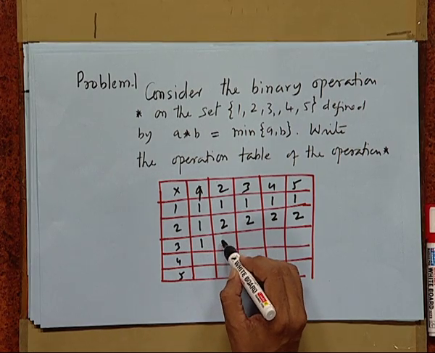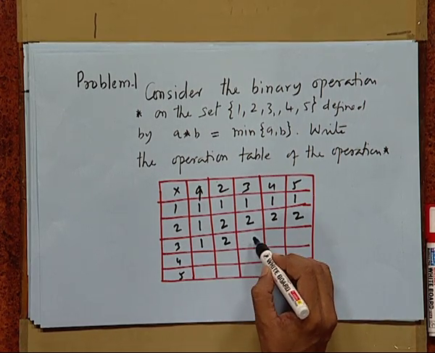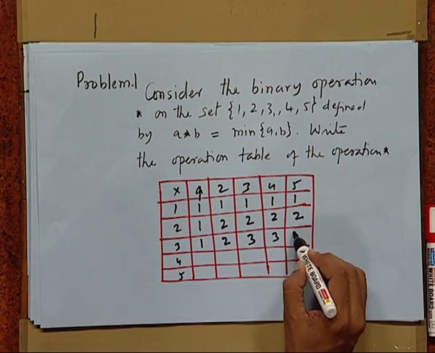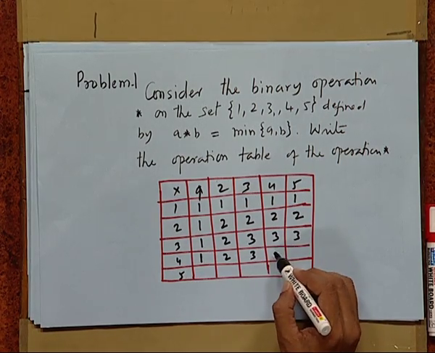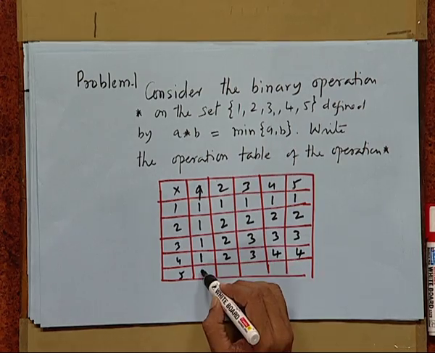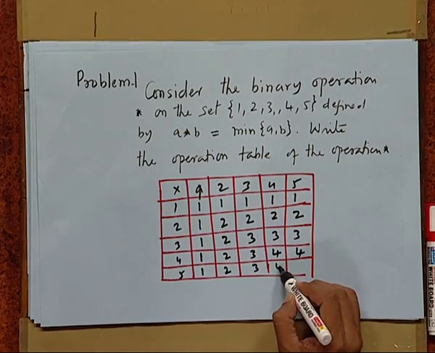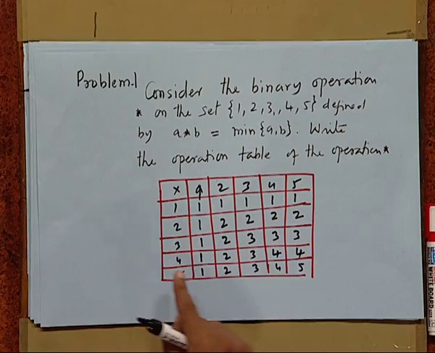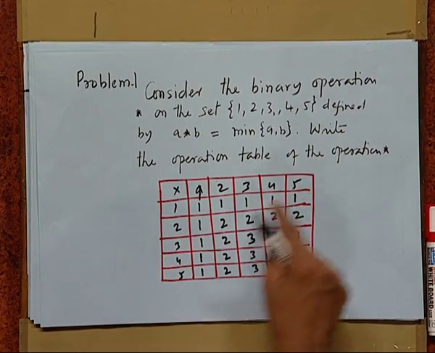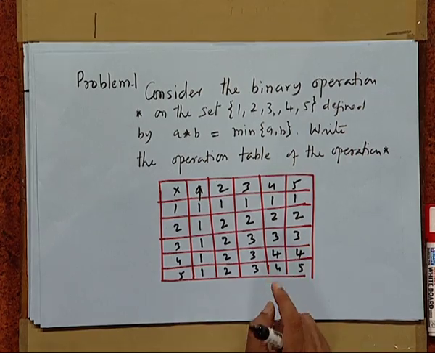3 star 1 is 1, 3 star 2 is 2, then it is 3, again 3, again 3. Here 4 star 1 is 1, then again 2, 3, 4, 4. Here we have 1, 2, 3, 4, 5. Now, this table gives the output of any 2 elements operated. Supposing we want 3 star 5, we go to row number 3 and column number 5, we get 3. So, by making an operation table, we can always find out A star B for any value of A and B.